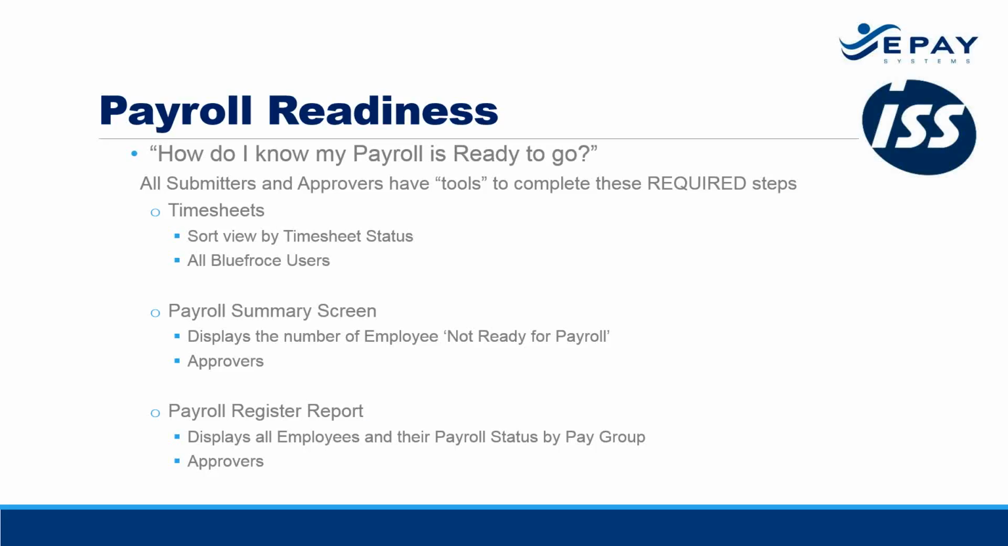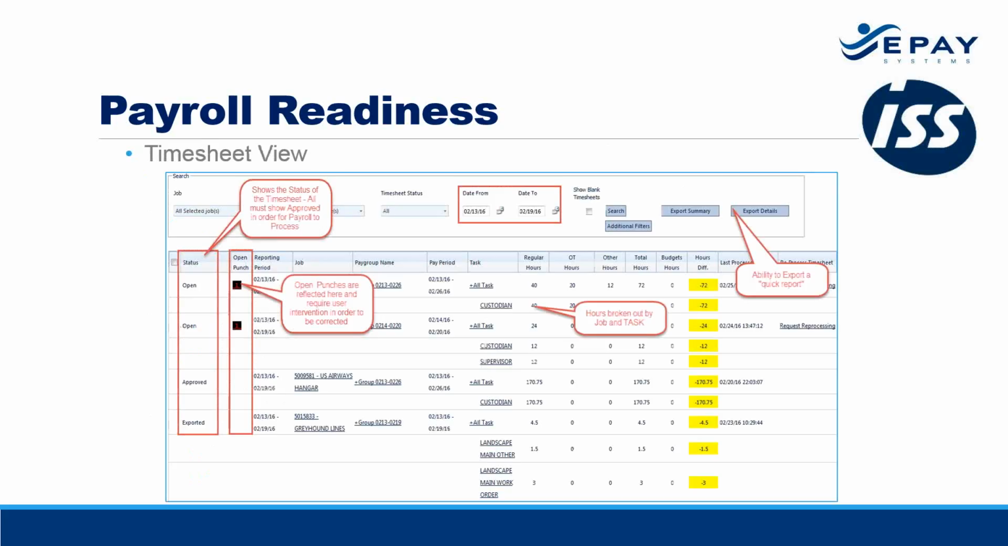So the first one I mentioned is the timesheet view. The timesheet view is very simple. Everyone has access to see it. You go over to the timesheet, and you have a variety of different sections that you can look at. But the one thing I want to point out to everybody is the status, which is the very first column.